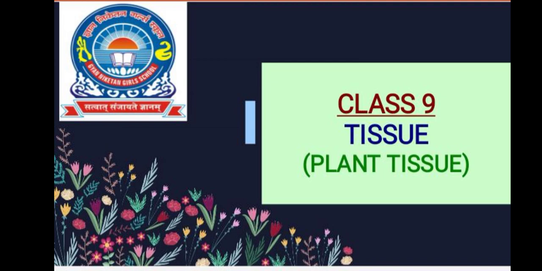Children, in continuation of the previous video where we talked about meristematic tissue, here is another lesson about a different type of plant tissue, that is permanent tissue, from the chapter Tissue. So let's get started.